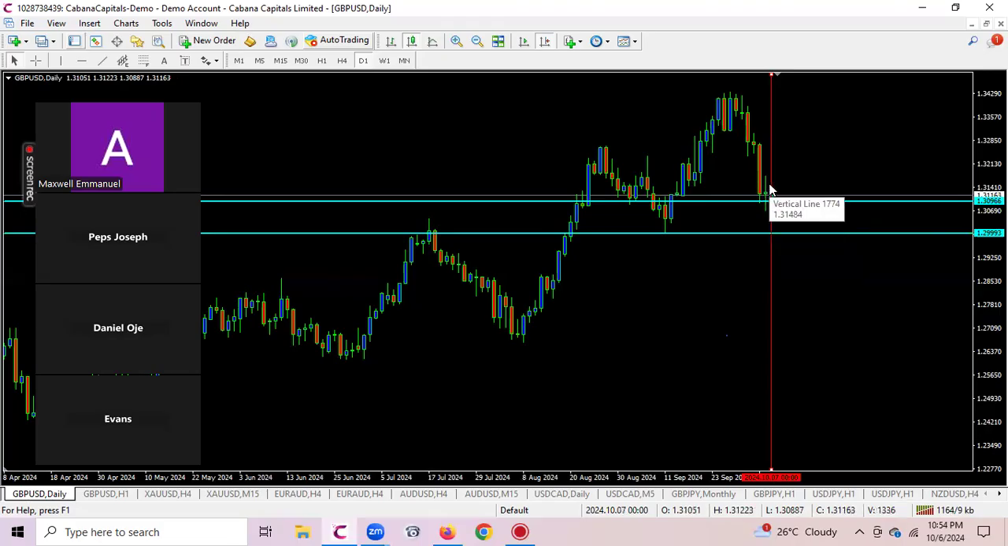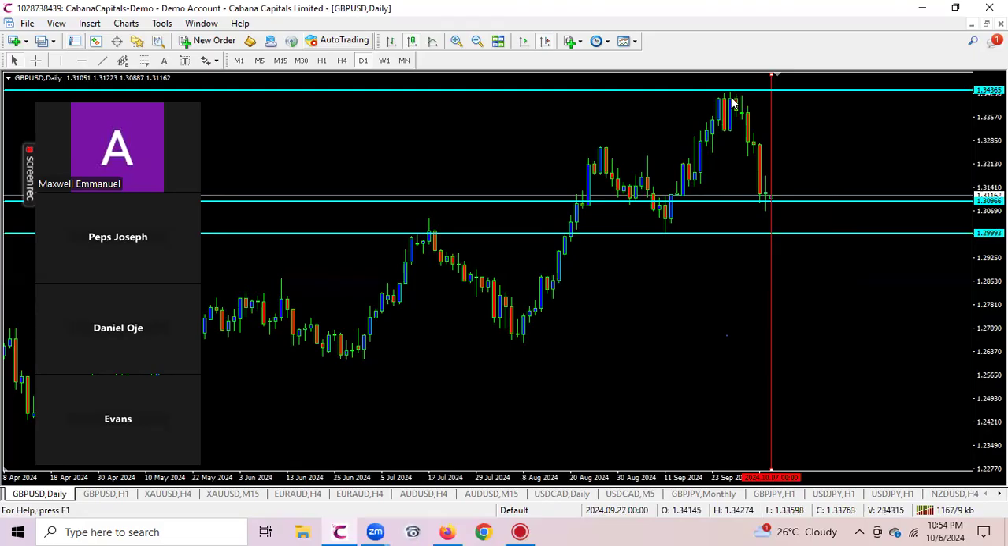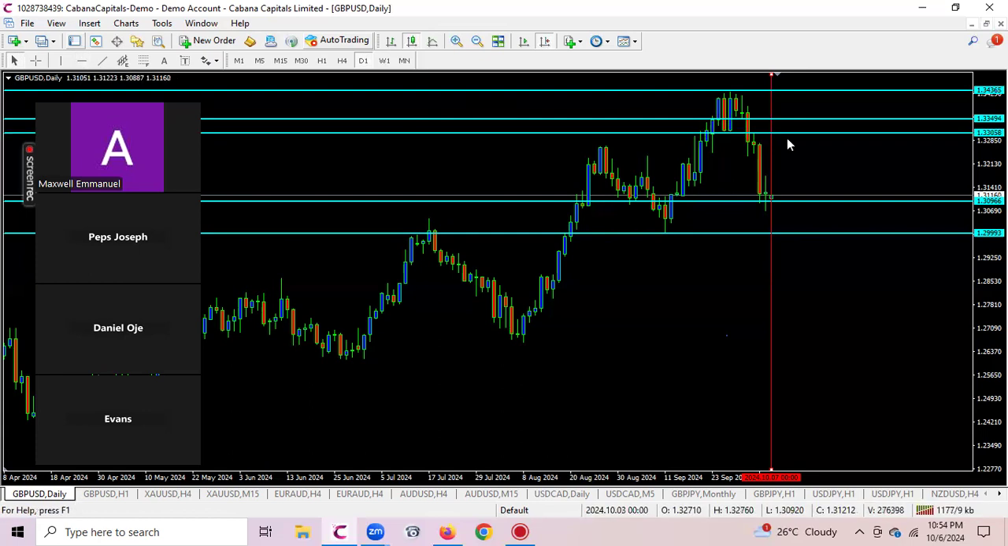Also, there's a danger zone near this area. A lot of stop losses are residing at this area, so there's a high probability they will come sweep liquidity at this area. Also on the daily, we have a fair value gap here, which I think needs to be filled. Last week candle closed as a doji. This is a bullish candle, you can see the body is bullish.